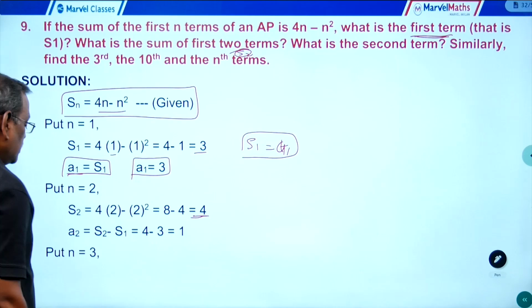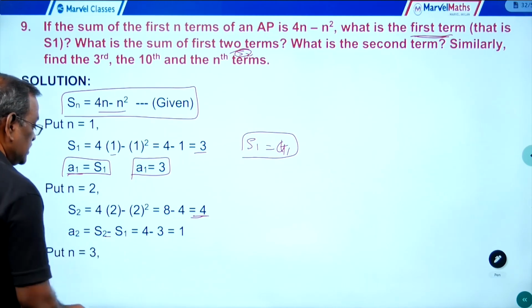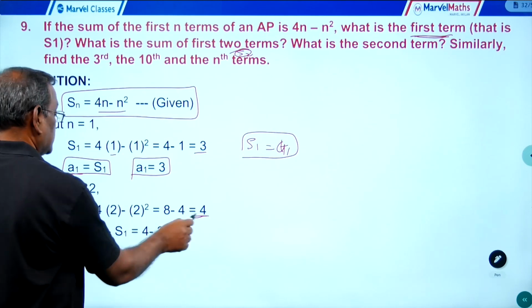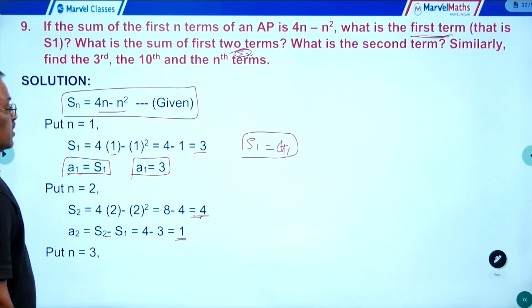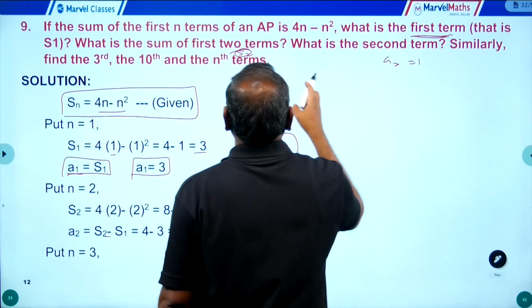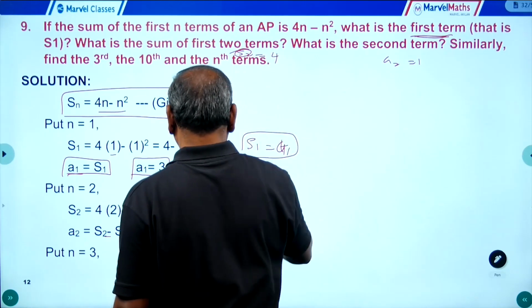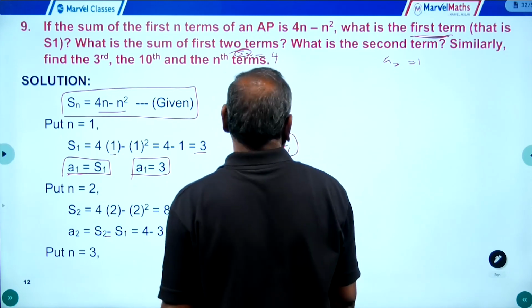This is S2. And what is A2? A2 is nothing but S2 minus S1. S2 is 4 and S1 is 3. That is equal to 1. So A2 equal to 1. The second term A2 is equal to 1, and S2 equal to 4. Both are calculated. Now the question is, what is the third term?